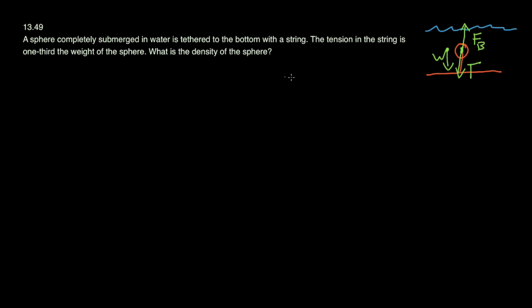And then we also know that this thing is in static equilibrium because it's not accelerating. So the sum of all forces in the y direction is equal to 0, and it's just going to be equal to the buoyant force minus the weight minus tension. But we're also told the tension in the string is 1/3 the weight of the sphere. So this can also be interpreted as tension is equal to 1/3 the weight of the sphere. Call it W sub S.